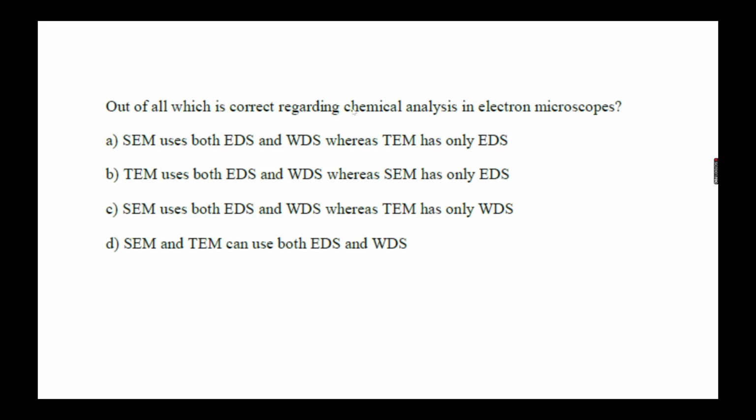So here is the correct chemical analysis, and what is the question? Okay, SEM is used for both EDS and WDS. EDS is energy dispersive spectroscopy, W is wavelength, whereas TEM has only EDS. So what could be thought on this? Usually in SEM we now use both EDS and WDS. But in TEM there is no WDS. We only use EDS.